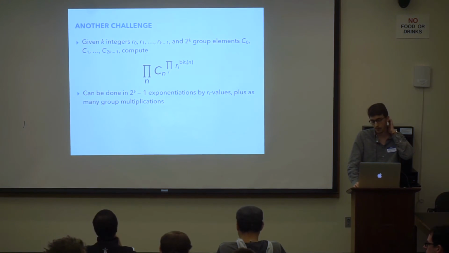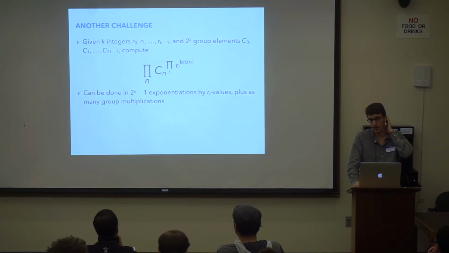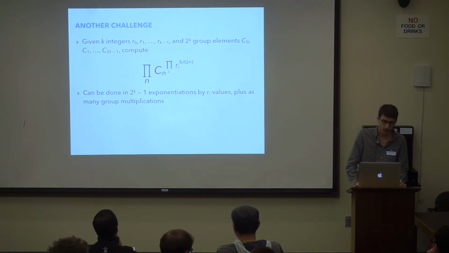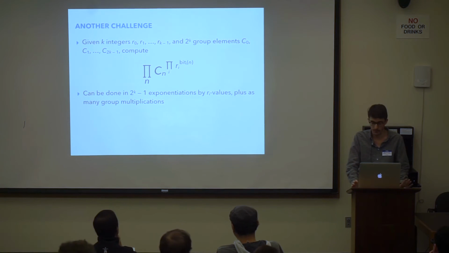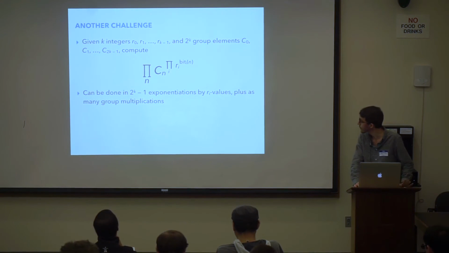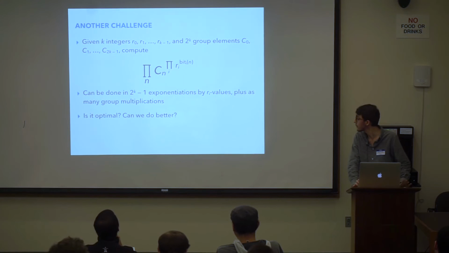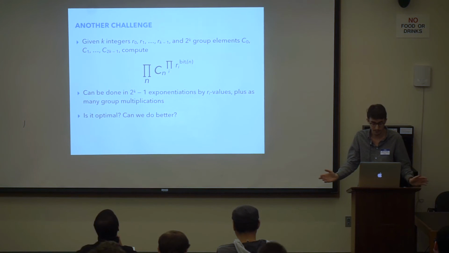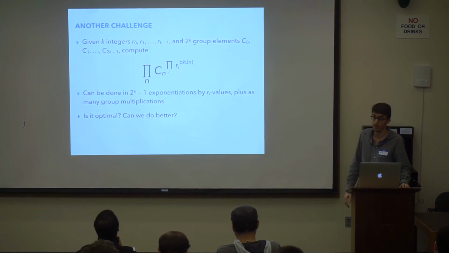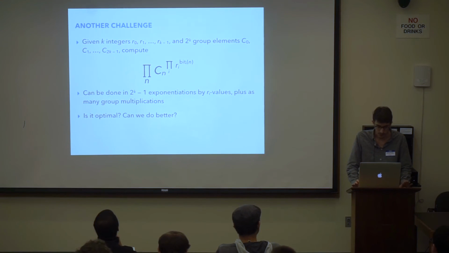Currently, we know how to do this in time 2 to the k minus 1 exponentiations by r_i values, plus as many group multiplications. But it's not clear that this is optimal. So can you do better? Or can you prove that it's optimal somehow? That would be interesting. Yeah, that's it.